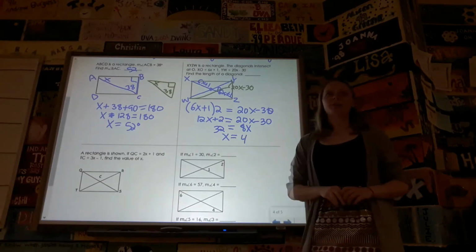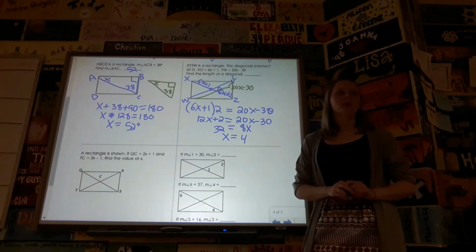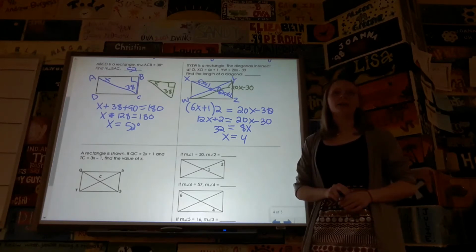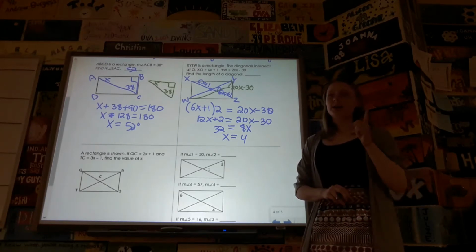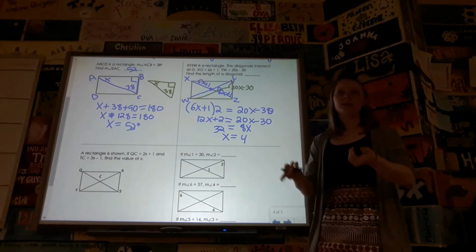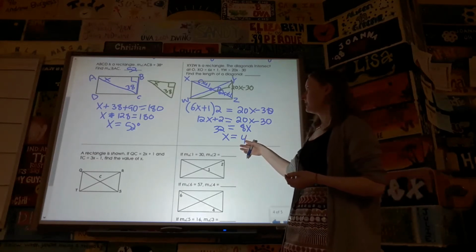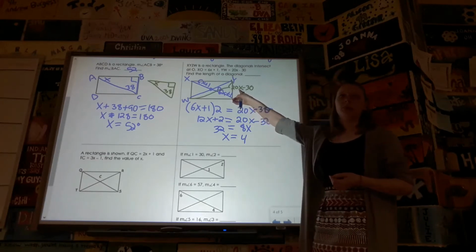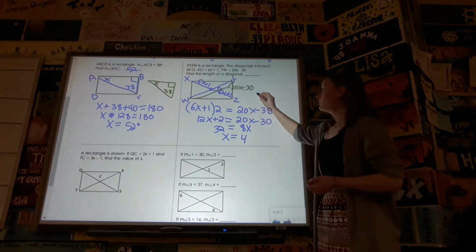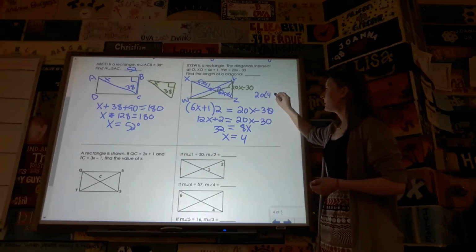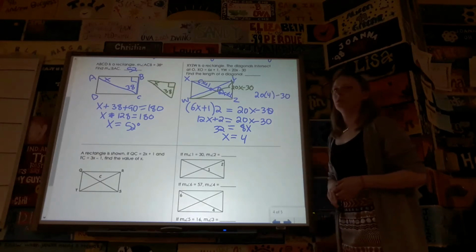Is that what I was after ultimately? Was I asked to solve for x? I was asked to find the length of a diagonal. I had to step back to find x. Now I have to step forward again. I'm going to take the 4 and plug it in. So 20 times 4 minus 30.